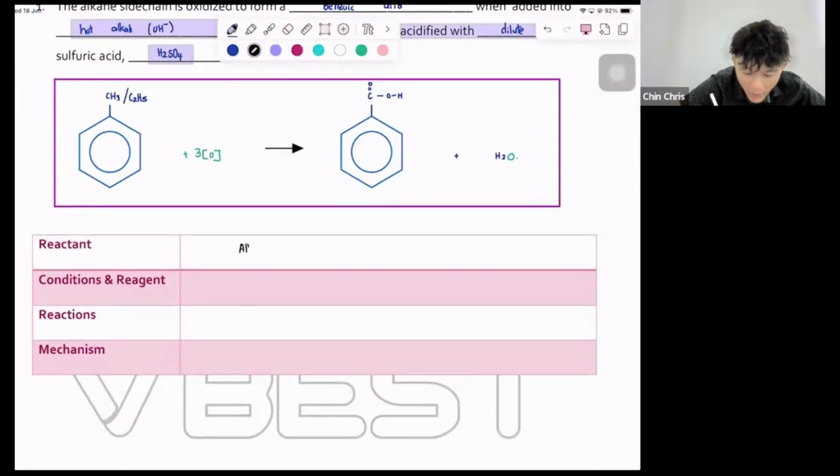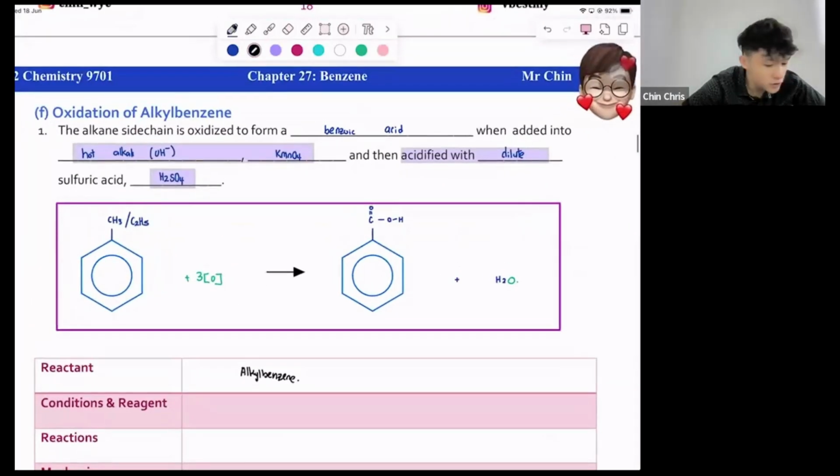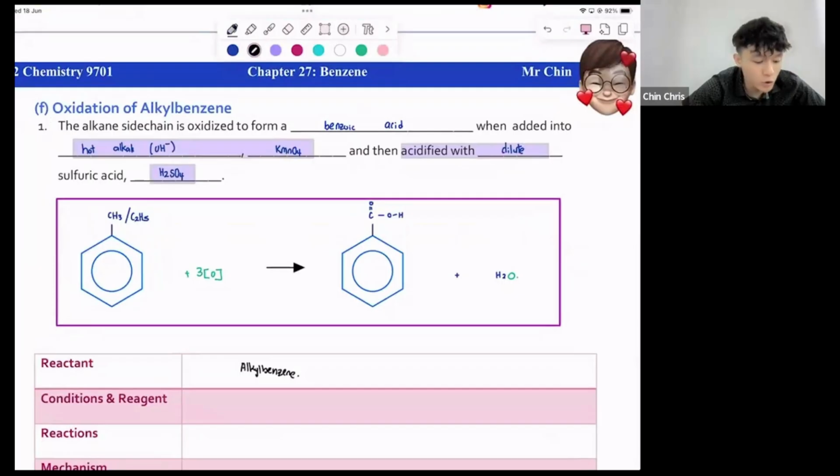All right, guys, now let's look at the reaction that we need. So guys, I need an alkyl benzene. Remember, it must be an alkyl benzene. If it's a normal benzene, it will not work, because a normal benzene will never work.